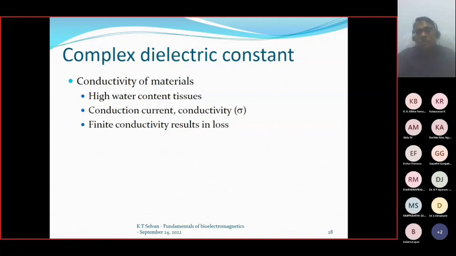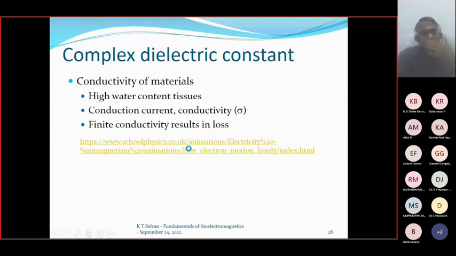So in this context, the conduction current J, we have already introduced, and also a related idea is conductivity. How well a material can conduct is represented by the notation sigma. And the finite conductivity results in loss. Let us again look at an animation.